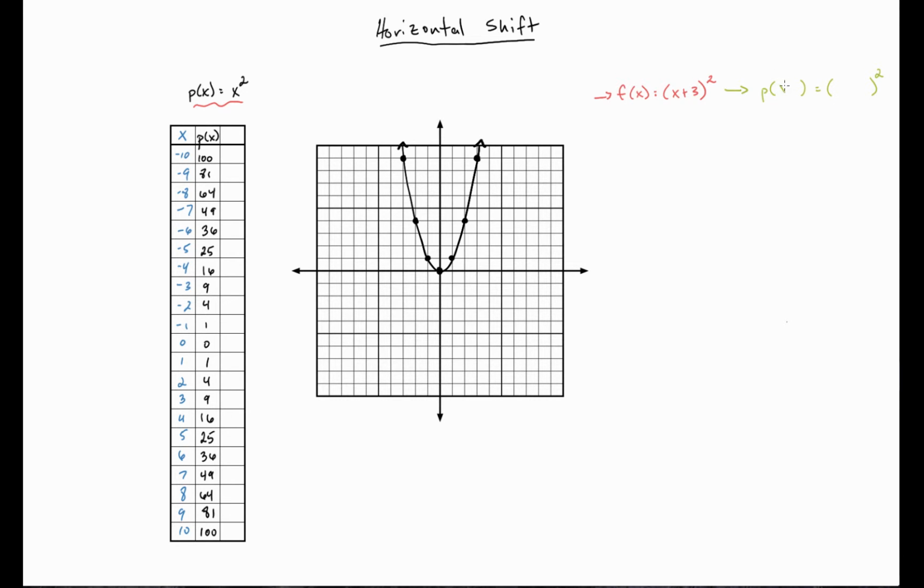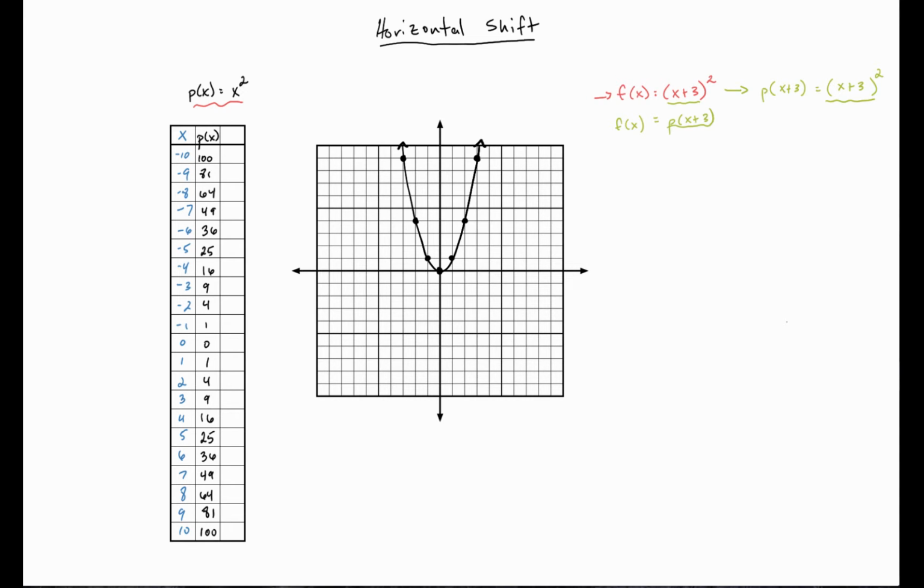Well, if I plug in an x plus 3 here, then I end up with P of x plus 3 is equal to the quantity x plus 3 squared. So I can replace this x plus 3 squared here with P of x plus 3. So now what I've done is I've written my function f of x in terms of the parent function. Okay, so let's use that to then come up with some values and analyze what's going on.